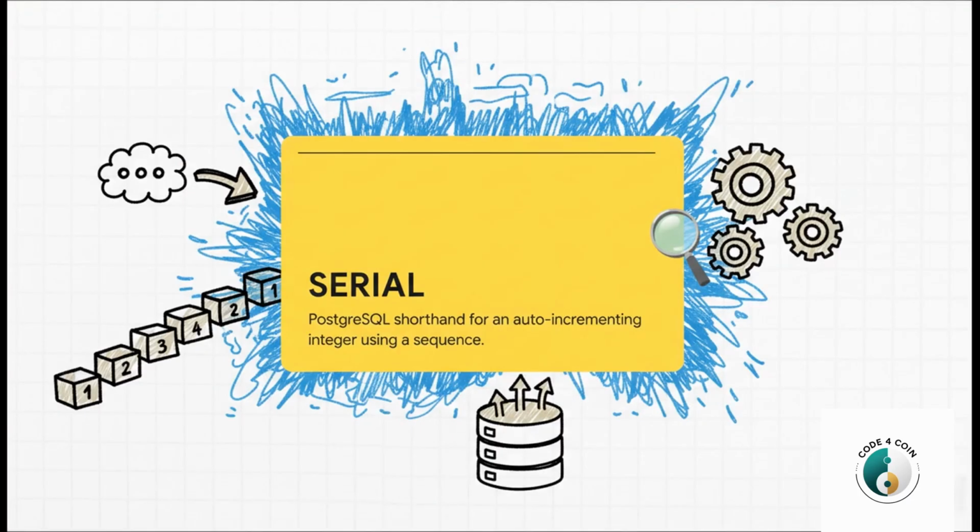Now, the most important word here is shorthand. See, serial isn't really a data type in itself. It's more like a bit of PostgreSQL magic, a shortcut. When you declare a column as serial, what Postgres actually does is create a standard integer column for you, and then it links it up to a sequence, which is basically like a ticket dispenser that just hands out the next number in line every time a new row gets added.